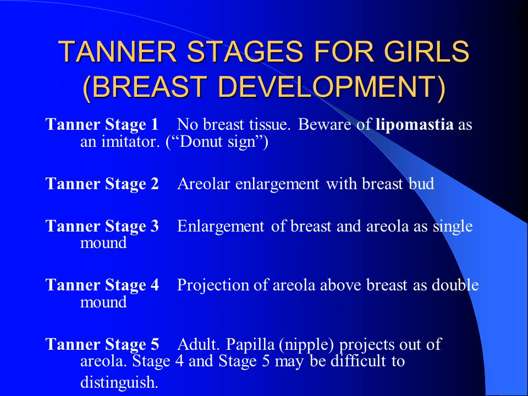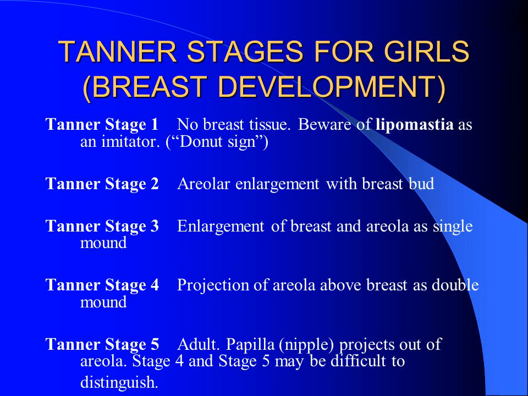Tanner stages for girls, breast development. Tanner stage 1: no breast tissue. Beware of lipomastia as an imitator. Donut sign. Tanner stage 2: areolar enlargement with breast bud.